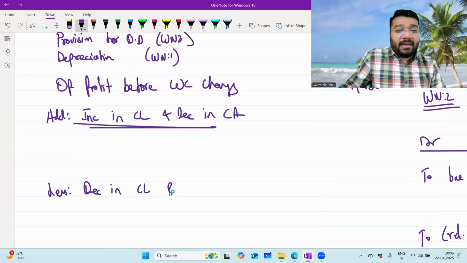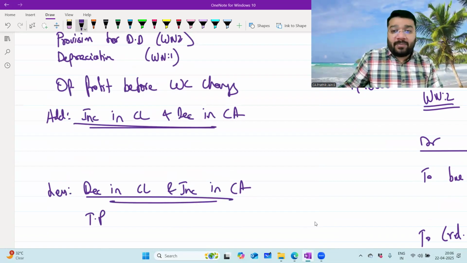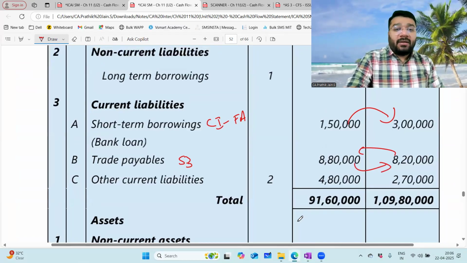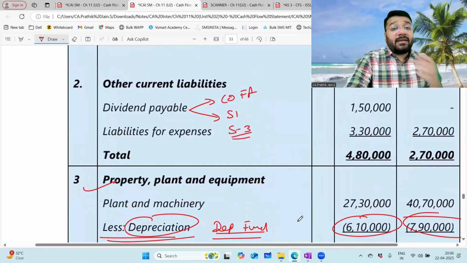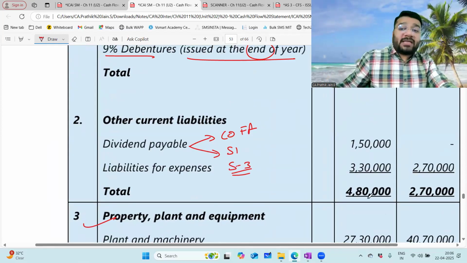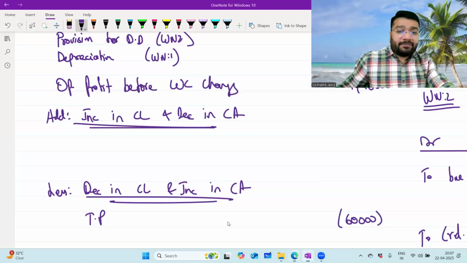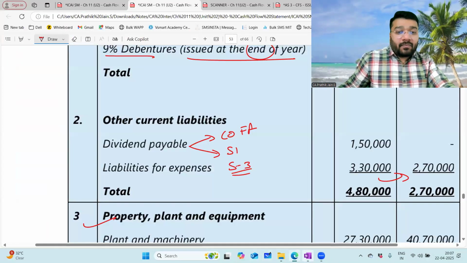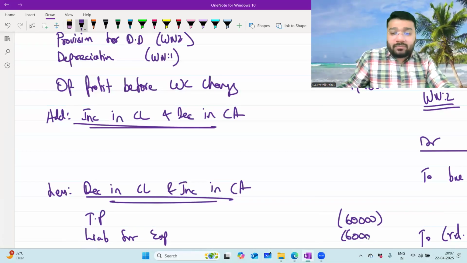Decrease in current liability and increase in current asset. Which current liability, which current asset? Operating current liability, operating current asset. So trade payable. How much is the difference, people? 60,000. Yes, sir. Okay. Short term borrowing, leave it. Trade payable, done. Other current liabilities, we have two items. Dividend payable is segment 1, financing activity. Leave that. Liability for expenses from 330 became 270. Decrease in liability. How? We made a payment. Liabilities for expenses, again 60,000. Next.